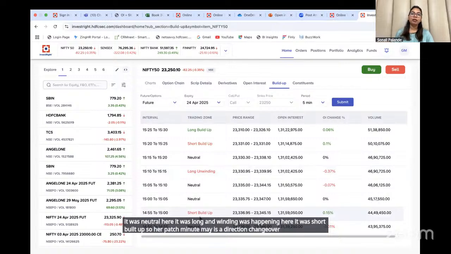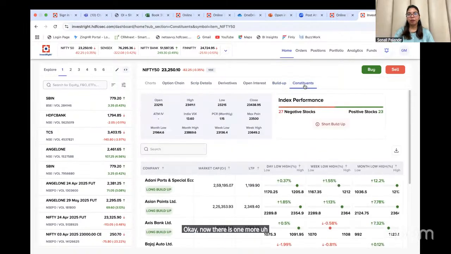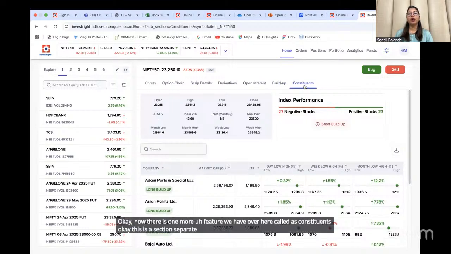So if you are a scalper, if you are a trader who picks very small momentums, this is where you can get the clues where to go. Okay, now there is one more feature we have over here called constituents. Okay, this is a separate section. Constituent section is dedicated for all the indices. Okay, stocks के लिए नहीं होता है ये, सिर्फ indices के लिए होता है.